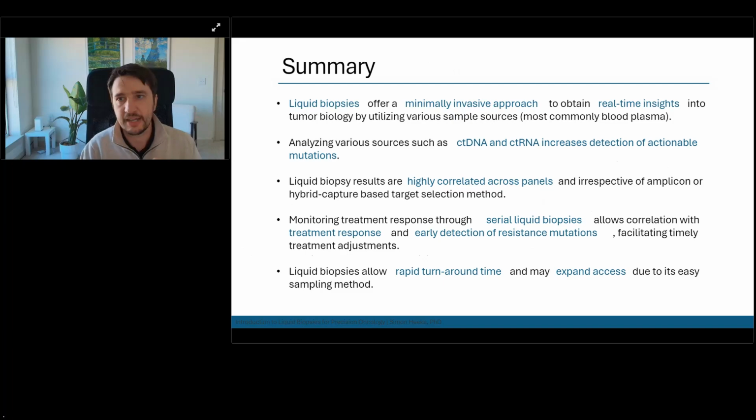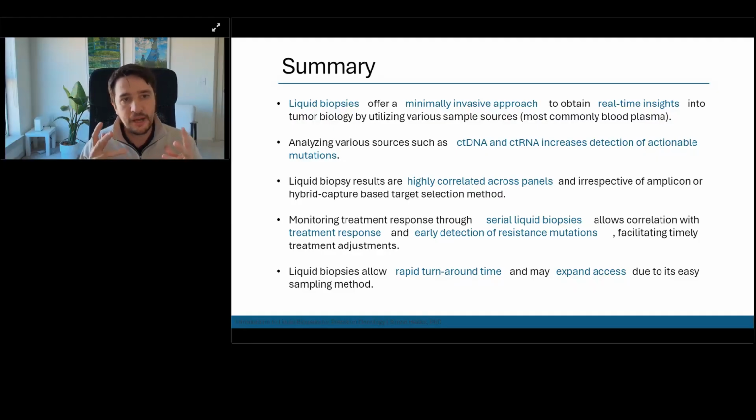And with this, I want to come to the end of my presentation. I hope I could demonstrate to you that liquid biopsy is a minimally invasive approach that really helps us obtain real-time insights into tumor biology, and that we can use different sample sources. We most commonly use blood plasma, but I also showed you fine needle aspirates or cerebrospinal fluid, for example.